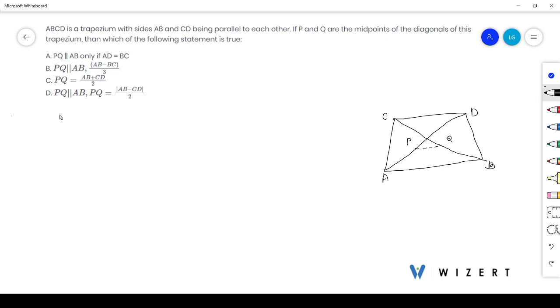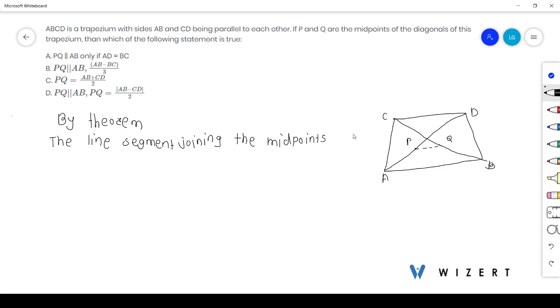Now, as we know the theorem: the line segment joining the midpoints of the diagonals of a trapezium is parallel to each of the parallel sides of the trapezium.